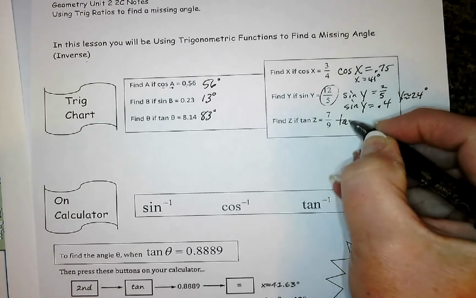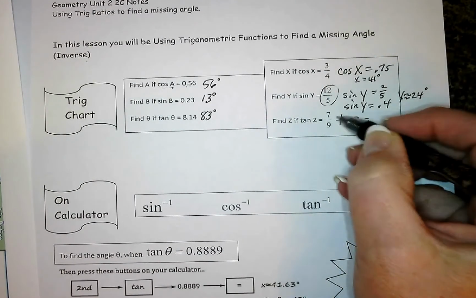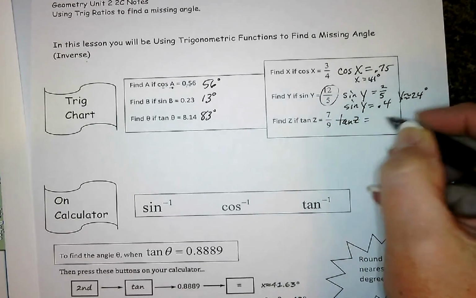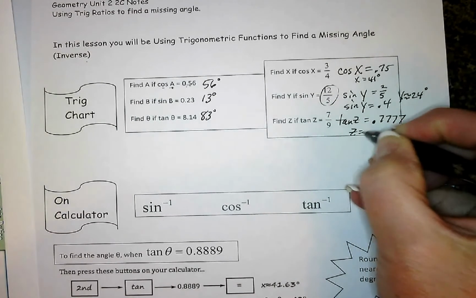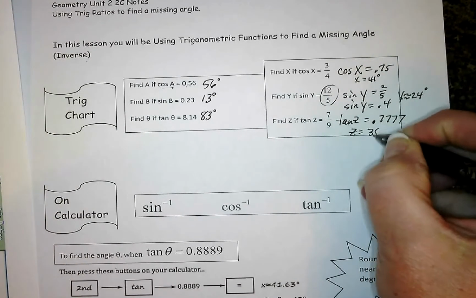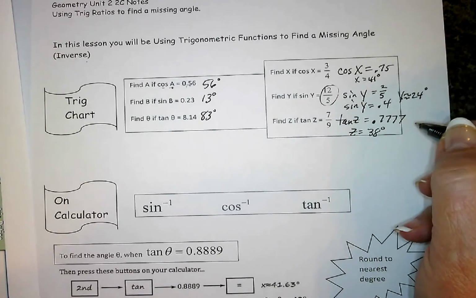The tan of z is 7/9. The decimal form of that is 0.7777. So z would be about 38 degrees when you look that up on the chart.